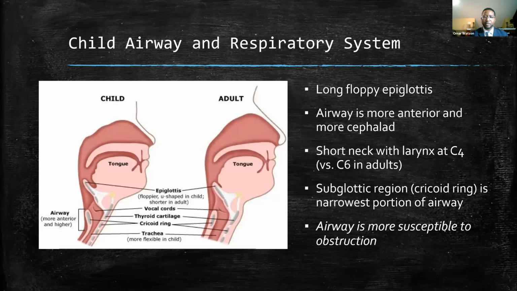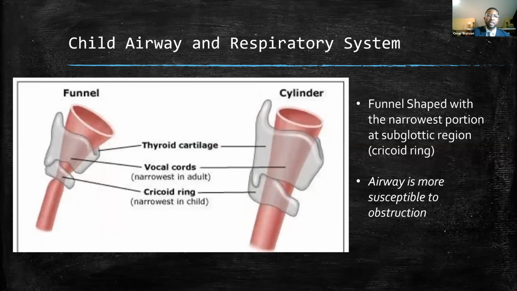The subglottic region, where the cricoid ring is, is the narrowest portion of the airway. Subglottic means that it's below the vocal cords. In adults, it's usually the vocal cords that are the narrower area, but in children, it's below the vocal cords at the cricoid cartilage. So you can see this illustration here. Kids have more of a funnel-shaped airway, and anything that's funnel-shaped is going to bottleneck here, and that's where the cricoid ring is.